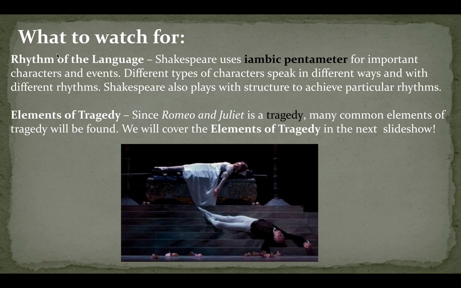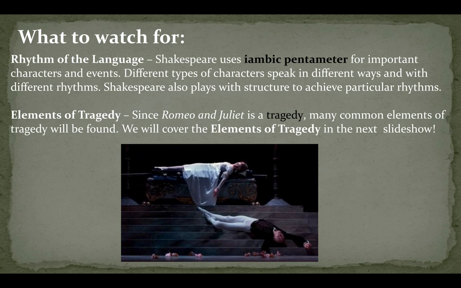And then we're also going to be looking for elements of tragedy. Since Romeo and Juliet is a tragedy, we're going to see many common elements of the tragic form. And we're going to cover the elements of tragedy in the next slideshow. So these are just two more things we're going to be watching for: the rhythm of the language and elements of tragedy. So that gives you a nice little overview of Romeo and Juliet. We'll continue the overview in our next slideshow when we're talking about elements of tragedy.